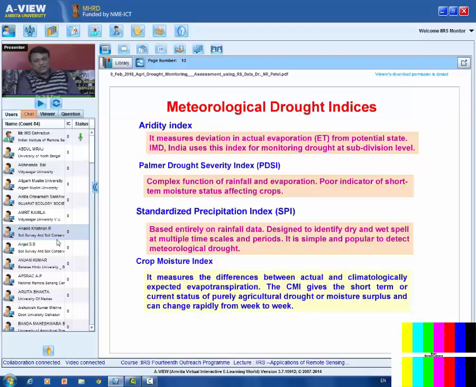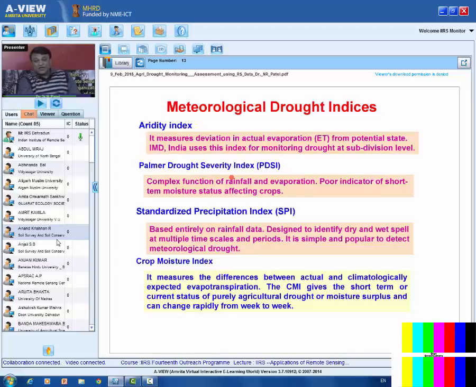But over the years, many drought indices have also been developed for monitoring drought. One of the indices popularly used by the India Meteorological Department is the aridity index. The India Meteorological Department monitors drought on a weekly basis at sub-divisional scale. It measures mainly the deviation between the evapotranspiration and the potential evapotranspiration. This index monitors drought at sub-divisional level.